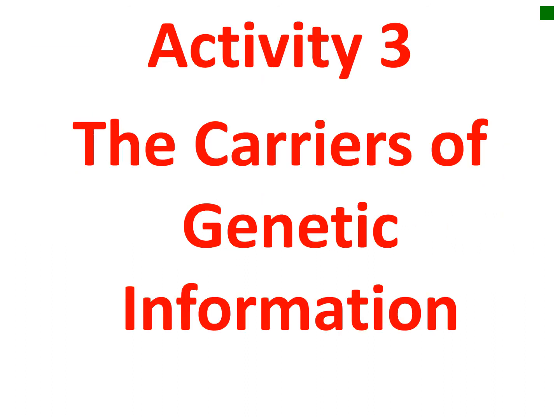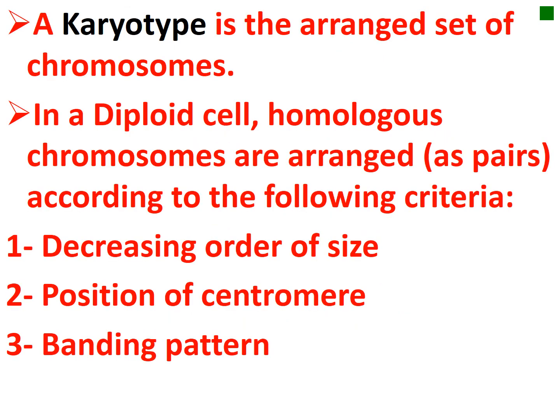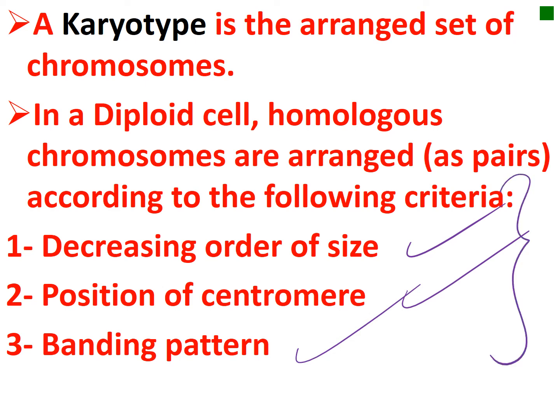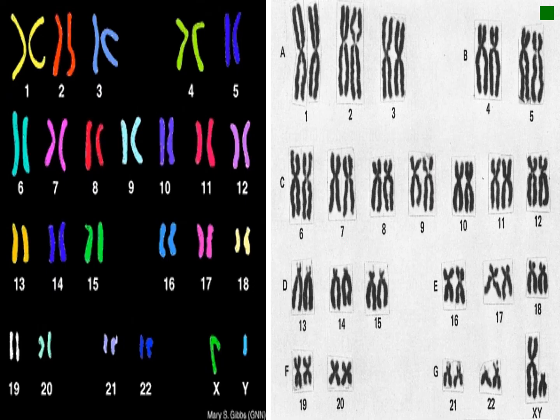The carriers of the genetic information, in activity 3. You have to know that a karyotype is an arranged set of the chromosomes. In a diploid cell, they are arranged as pairs according to the criteria: decreasing order of size, position of the centromere, and the banding pattern. You have to study these criteria. This is an example of a karyotype, showing how the chromosomes are arranged according to these criteria.